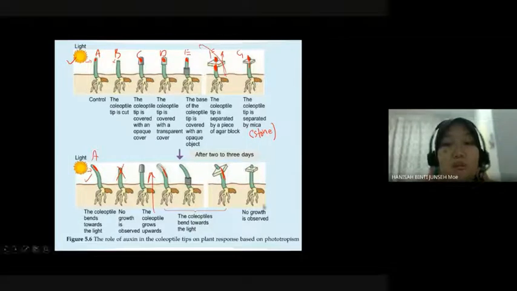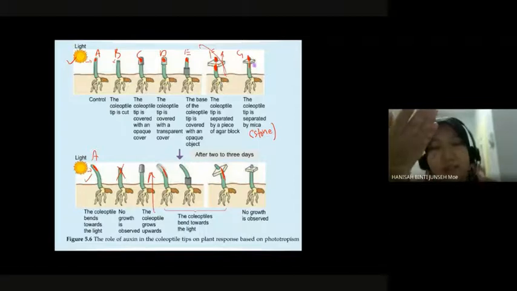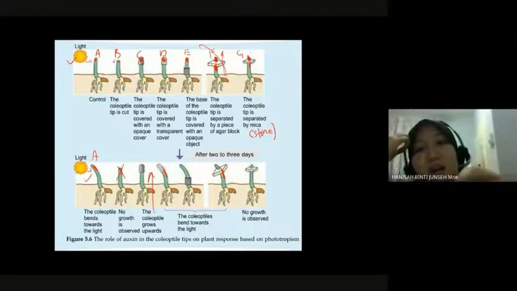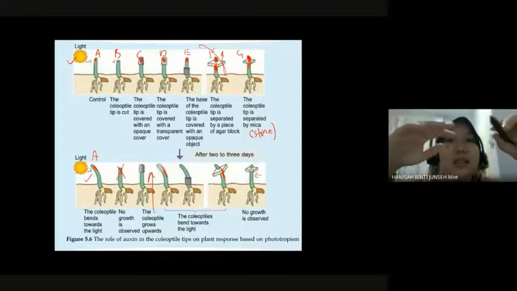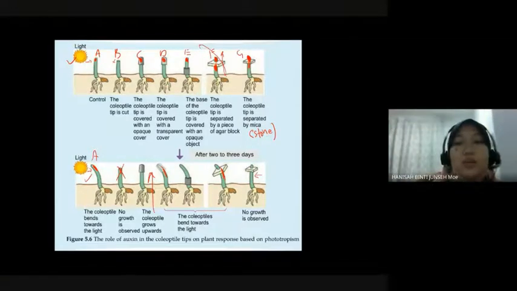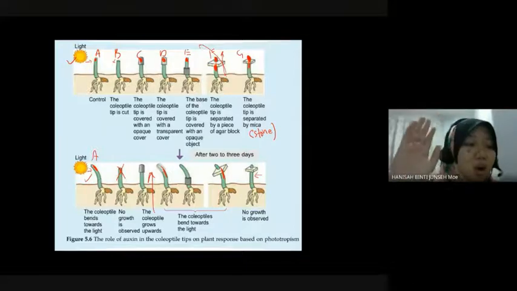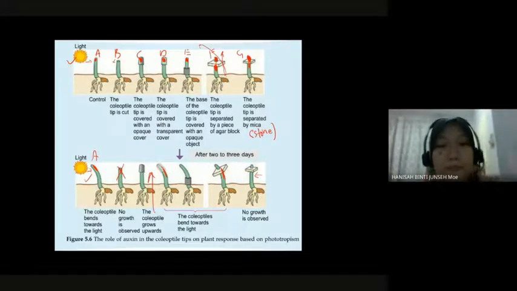Okay, however, on G, even though dia ada auxin and dia ada shady area, tapi no growth is observed. Why is that? Because this mica block the auxin. Auxin yang berada atas at the tip of the calyptyl cannot pass through. So the cell cannot elongate. Sebab itu no growth is observed.